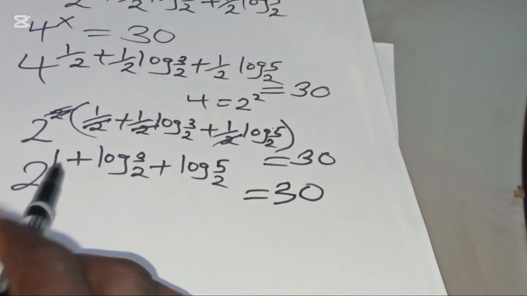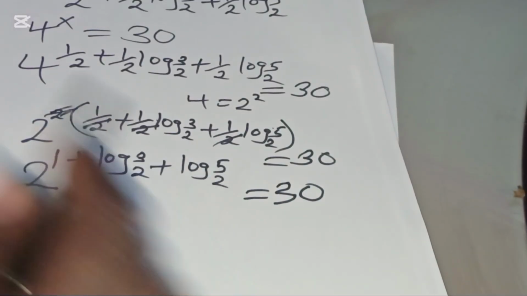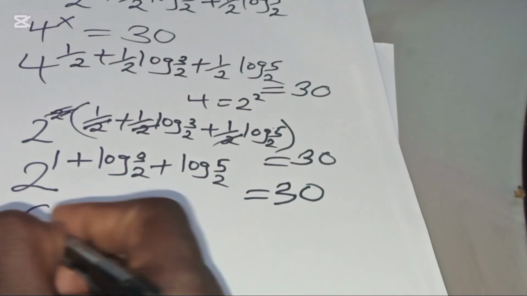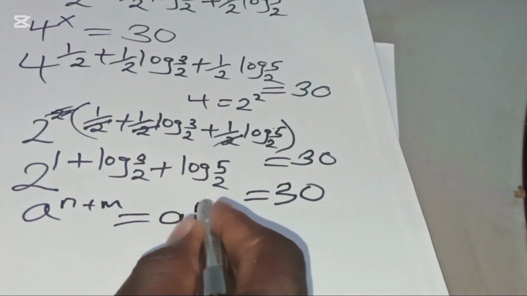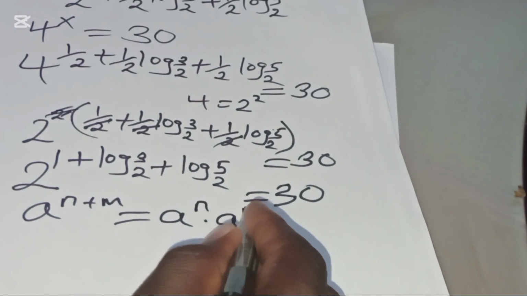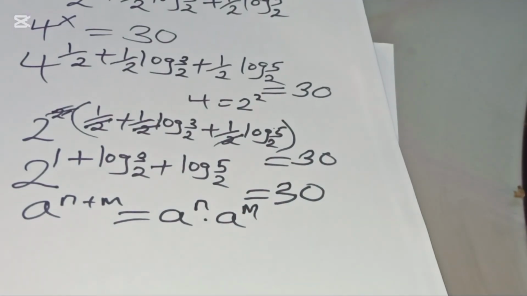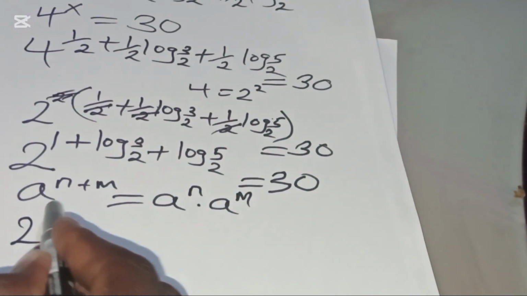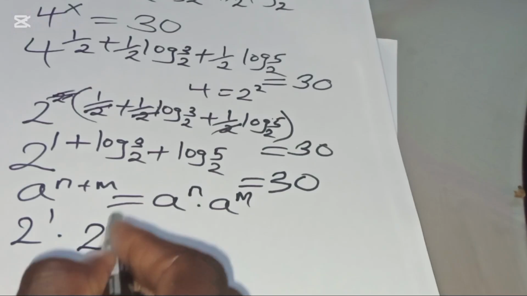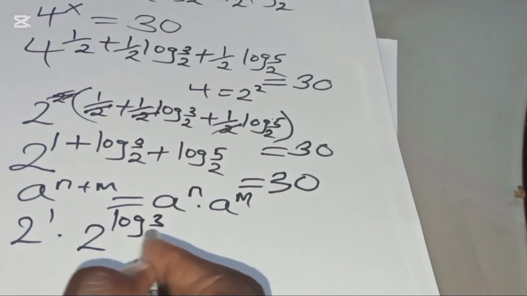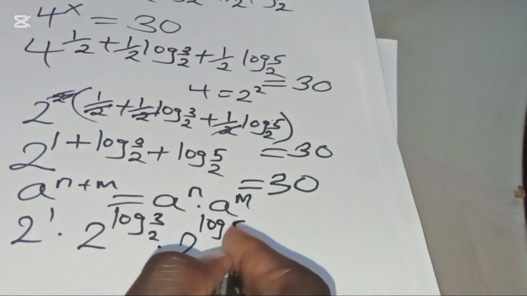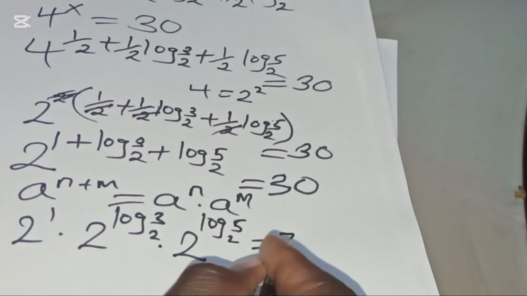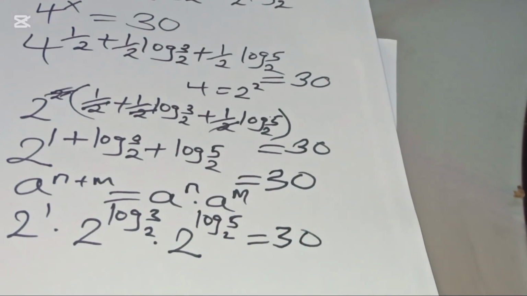Now, as you can see, 2 raised to power 1 plus log 3 to base 2 plus log 5 to base 2 is in the form of a to power n plus m, which we can express as a to power n multiplied by a to power m. Let's apply this indices identity, so that we'll have 2 to power 1 multiplied by 2 to power log 3 to base 2 multiplied by 2 to power log 5 to base 2, and this is supposed to give again a value of 30.